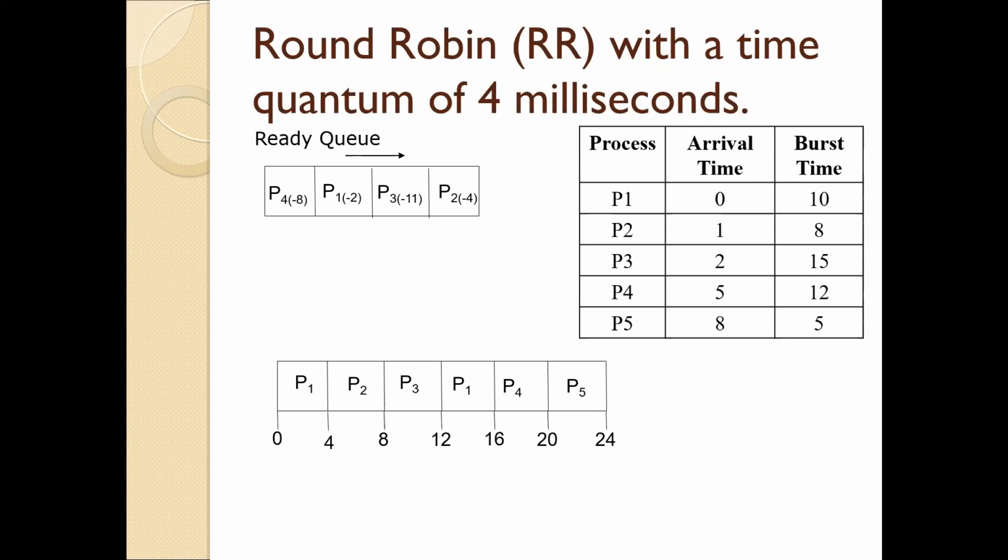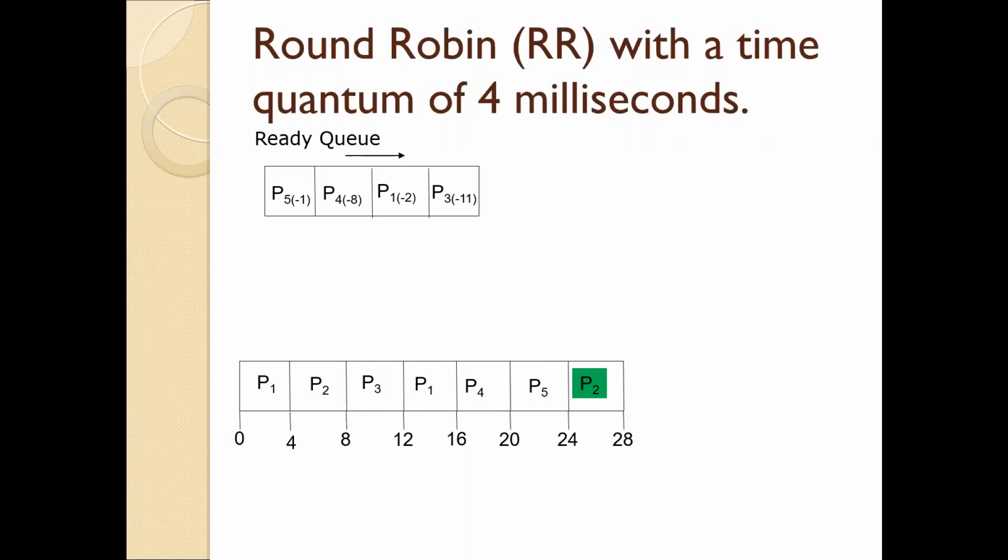Now P5 runs from 20 to 24 milliseconds. P5 burst time is 5 milliseconds. We completed 4, so another 1 millisecond remaining. So we have to put back P5 again to the ready queue. Start P2.